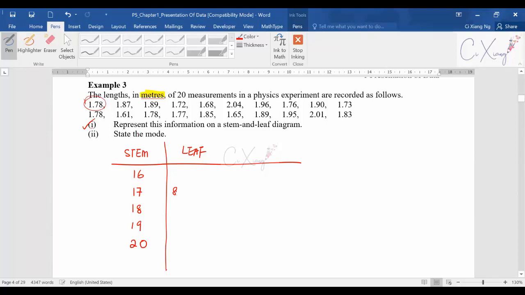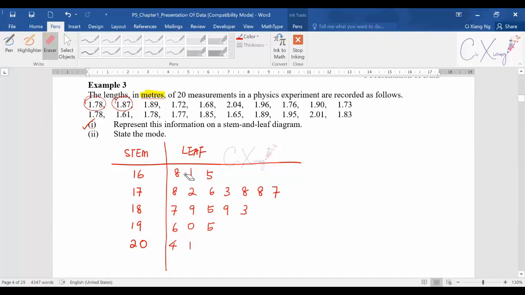So I'm having 178, first number, 187, 189, 172, 168, 204, 196, 176, 190, 173, 178, 161, 178 again, 177, 185, 165, 189, 195, 201, 183. Okay, so you can see that generally this is what I have.